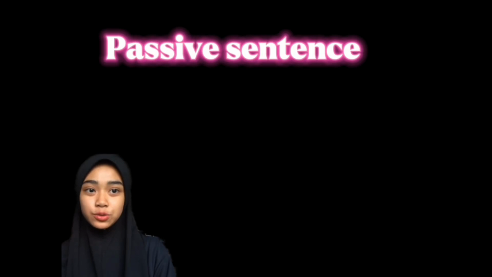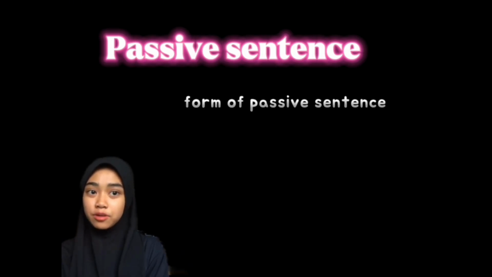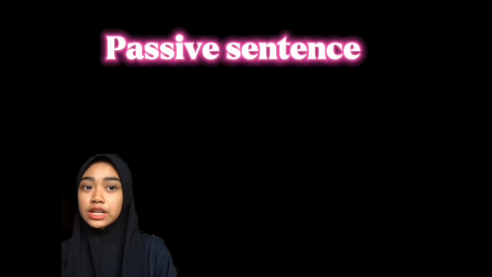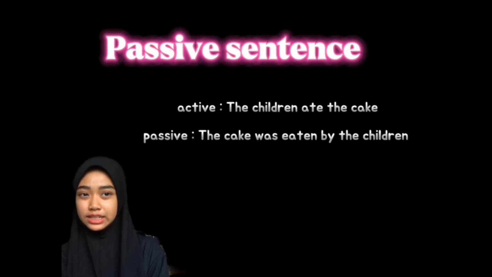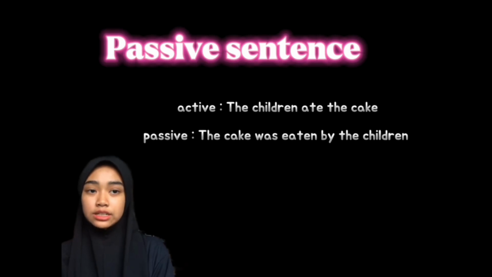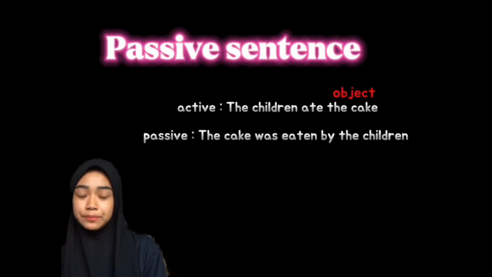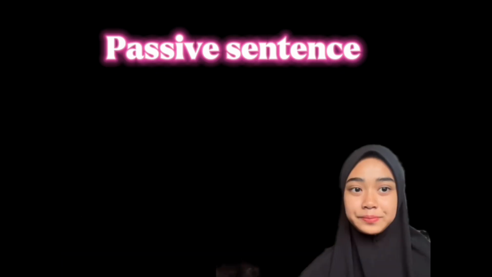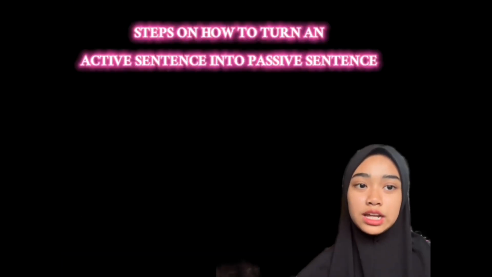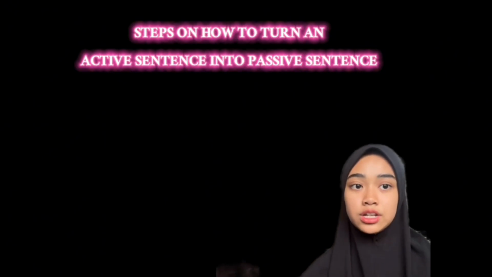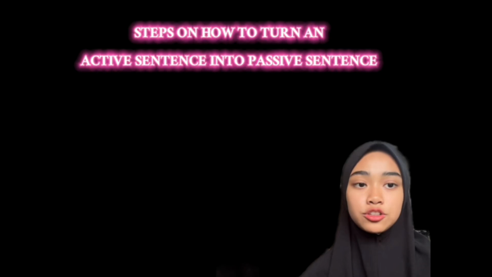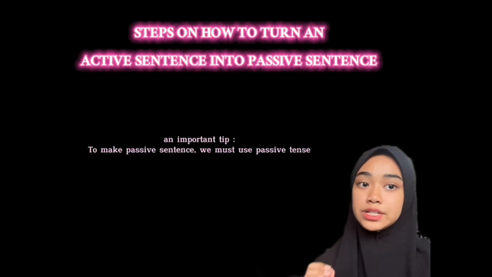Now, I will show you an example to explain the form of a passive sentence. If the active sentence is, the children ate the cake, the passive sentence will be, the cake was eaten by the children. From that, we can see the object in the active sentence will become the subject in the passive sentence. There are 6 steps on how to turn an active sentence into a passive sentence. But before I start, I want to show you one tip that we can use to make a passive sentence. To make a passive sentence, we need to use passive tense.